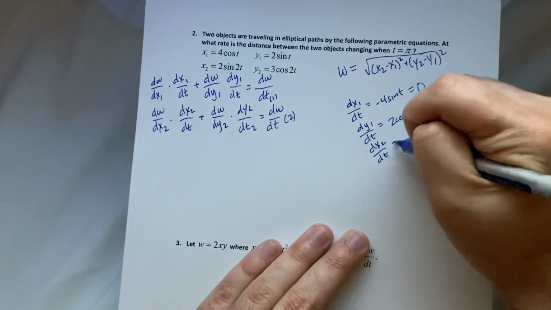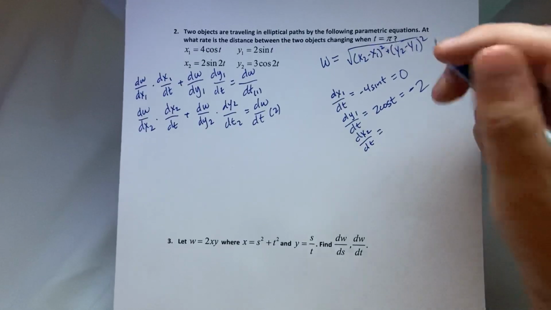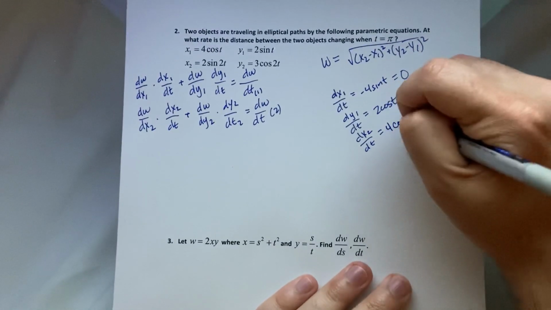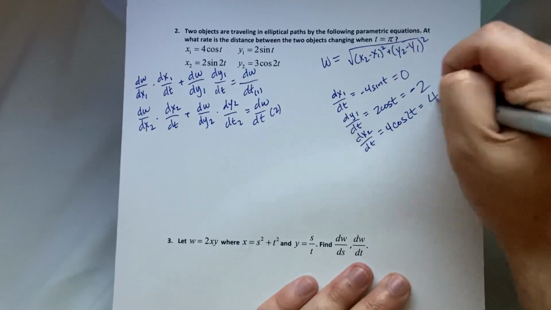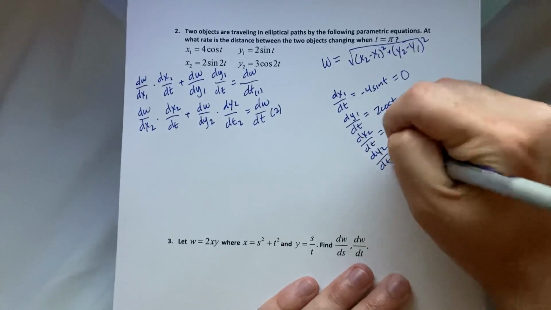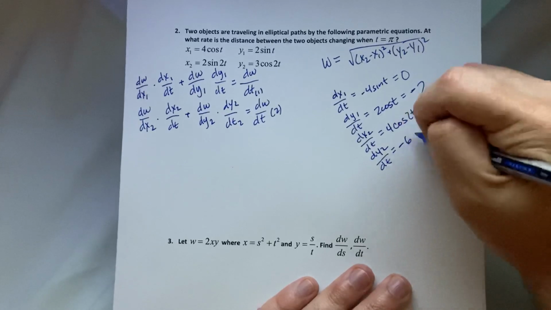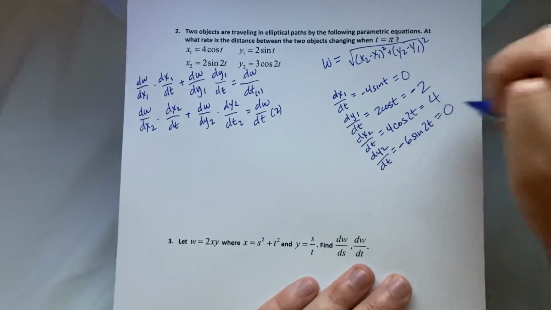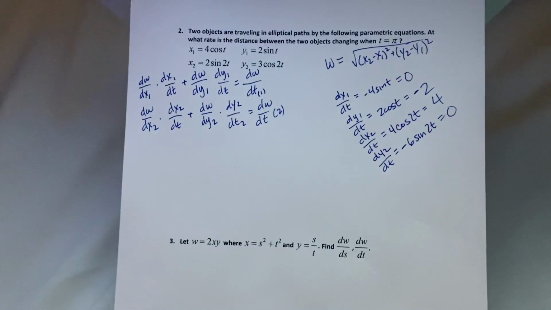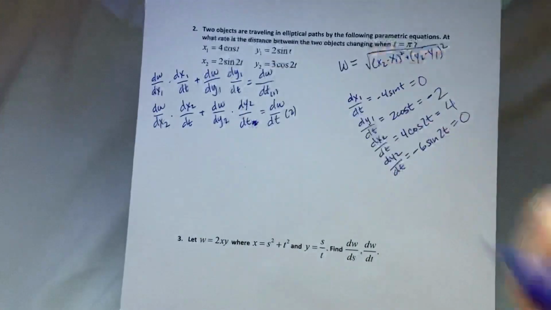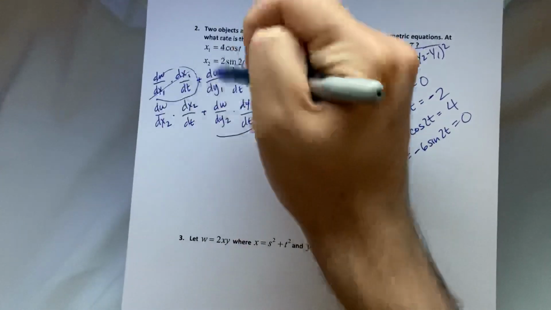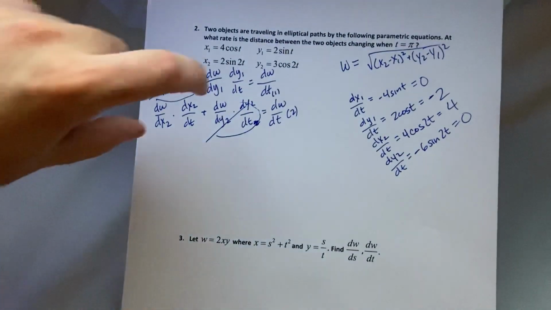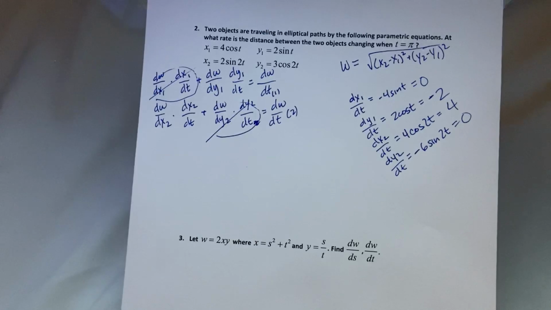dx2/dt is the derivative of 2 sine 2t, which becomes 4 cosine 2t, which should be 4, because cosine of 2 pi is 1. And then dy2/dt, the derivative of 3 cosine 2t, should be negative 6 sine 2t, which is 0. So I know dy2/dt is 0 as well. What that means is I don't need to do either of these two. I only need to do these two. And we know what those values are.